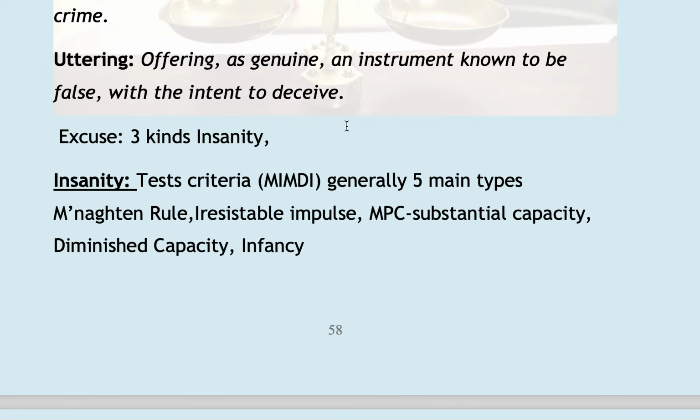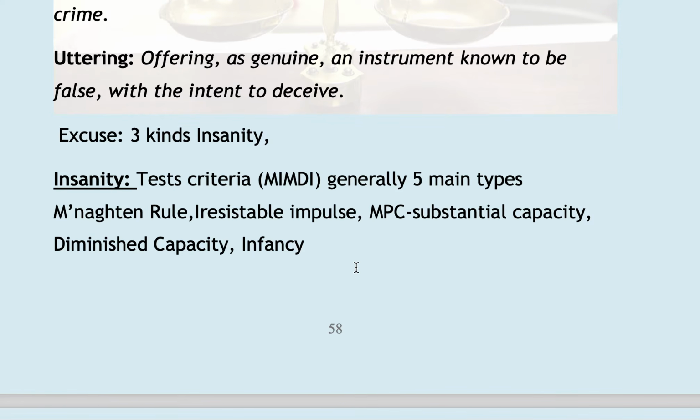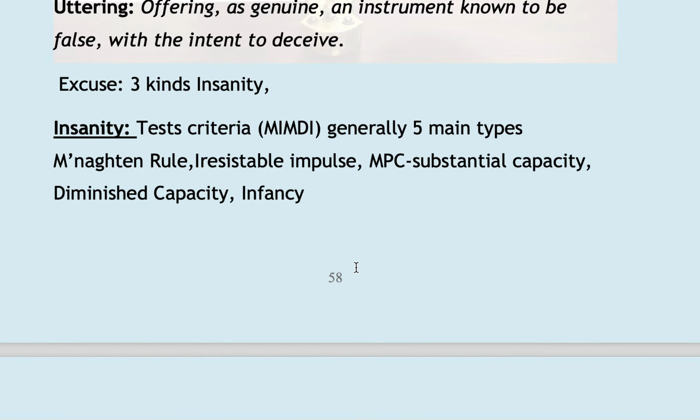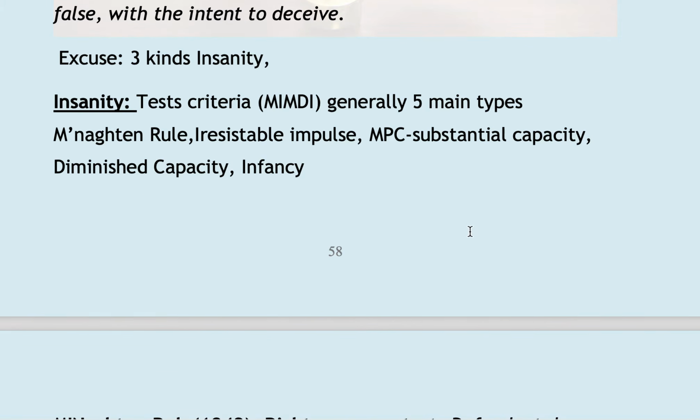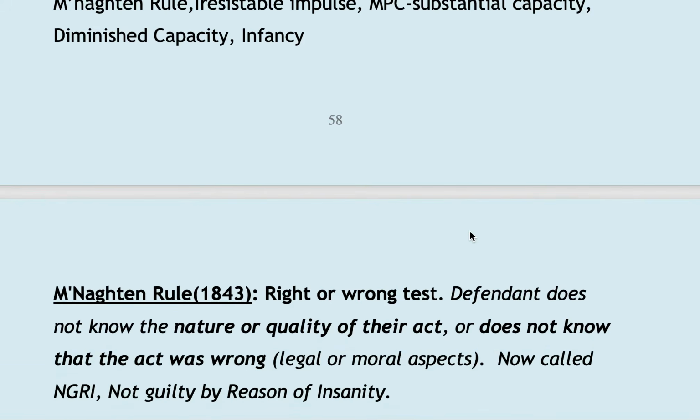There's excuse. Three kinds of insanity. The insanity test criteria are MI, MDI. So that's the McNaughton rule, irresistible impulse, MPC, otherwise known as substantial capacity, diminished capacity, and infancy. Those are the five main general ones. But under diminished capacity, intoxication comes into that.